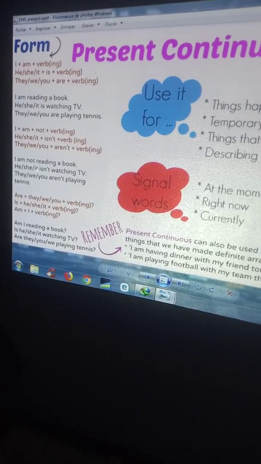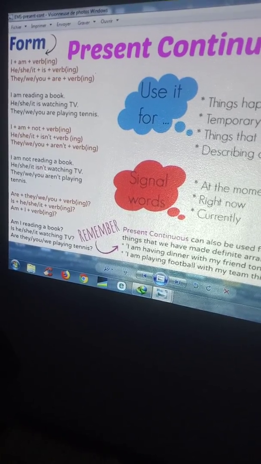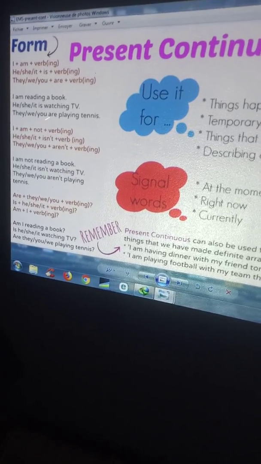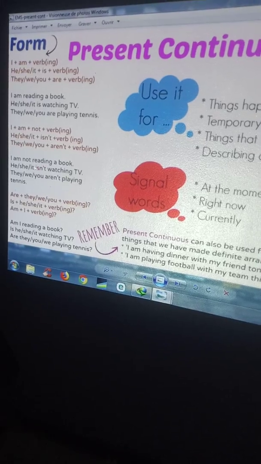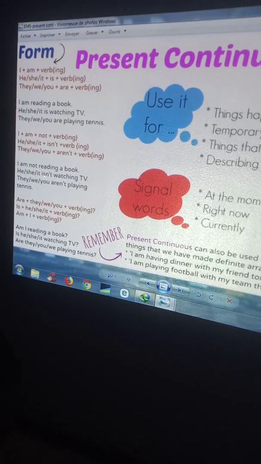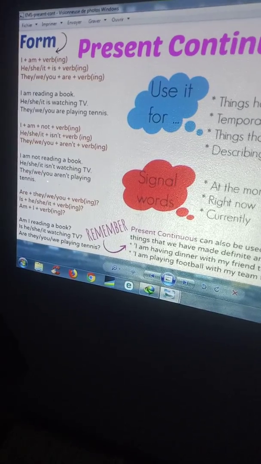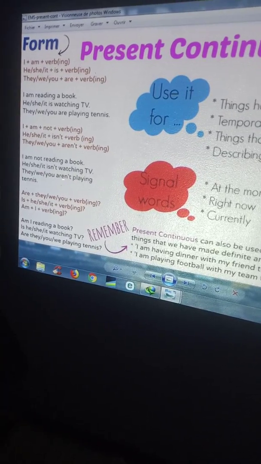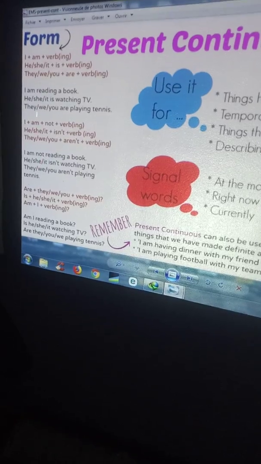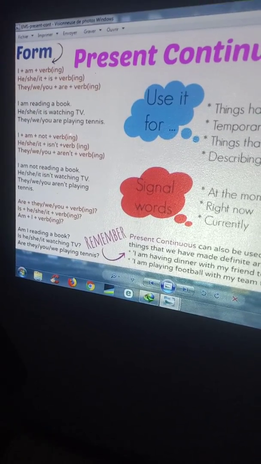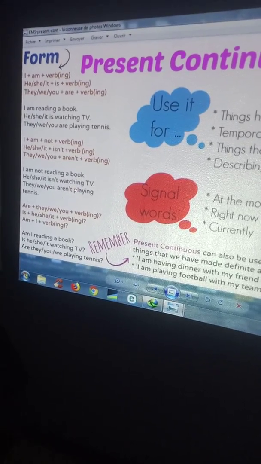Now he, she, it isn't watching TV. Here, he's watching TV. Here, he isn't watching TV. She isn't watching TV. And it isn't watching TV. For the plural, we have they, we, and you aren't playing tennis. Here, the affirmative: they are playing tennis. In here, they aren't playing tennis.